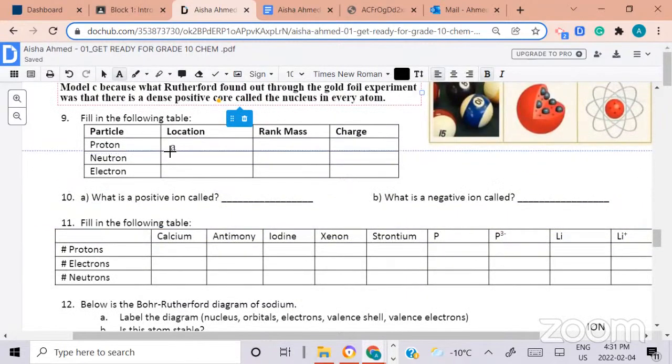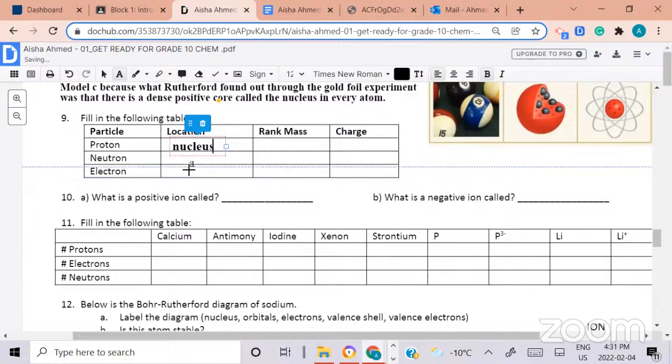So the proton is found in the nucleus. Okay, the neutron is also found in the nucleus. Okay, and then the electron is found, I want to say around. It's kind of just going around the nucleus, like outside. Yeah, you can write that for now, or you can just check the answer after. Orbiting the nucleus works too, even though there's a reason why that is technically wrong, but yeah.